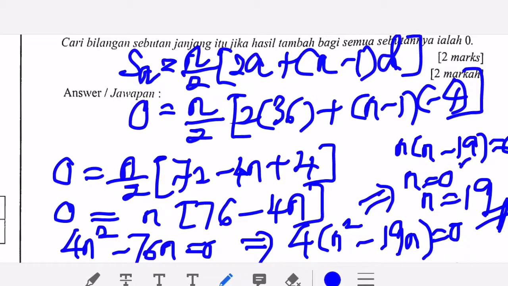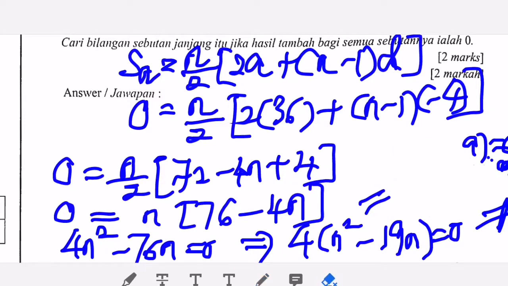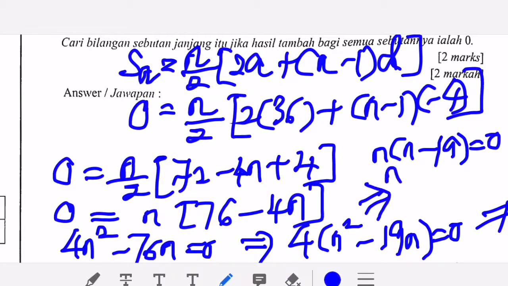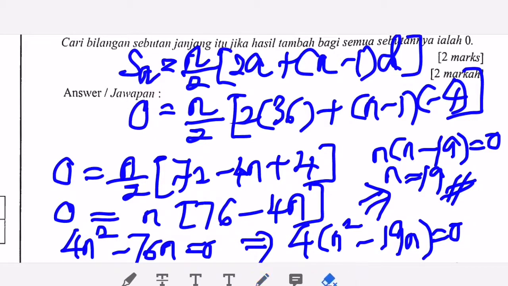I have to reject the answer n equals 0 because it's not logical, isn't it? So the logical answer is n equals 19. Alright, n must be an integer. This is question 1, which is quite easy, right?